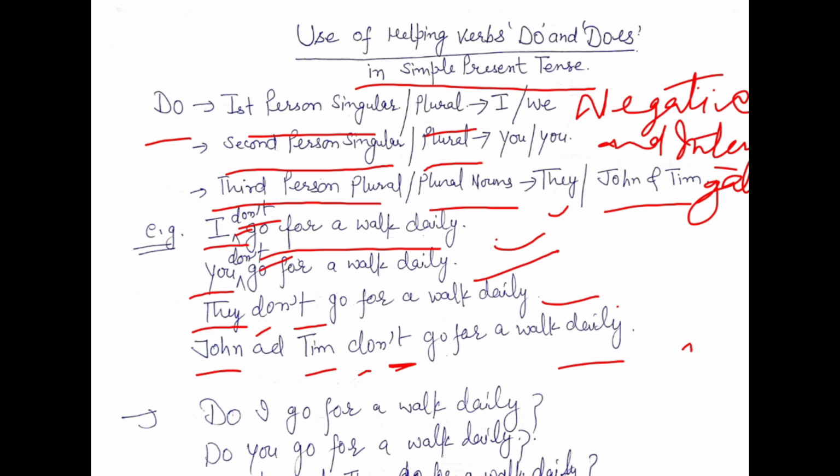Whenever your sentence is interrogative in simple present tense, you have to use do or does before the subject. Do I go for a walk daily? Do you go for a walk daily? Here you have used do because your person is first person singular, and the sentence is interrogative, so you have to write your sentence in this way. Your next sentence, do you go for a walk daily? You is second person singular or plural, you can say, and you have used here do before the subject. Do you go for a walk daily?